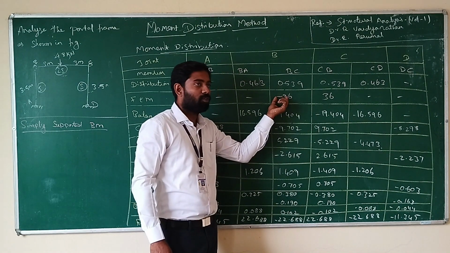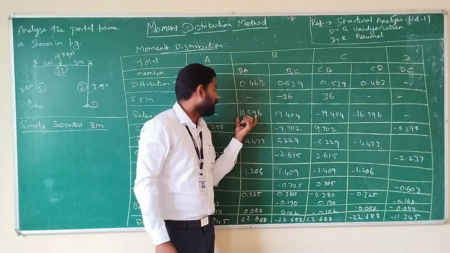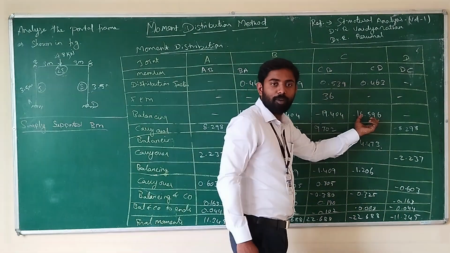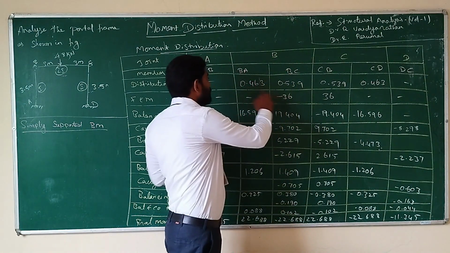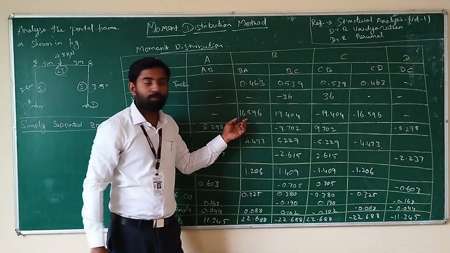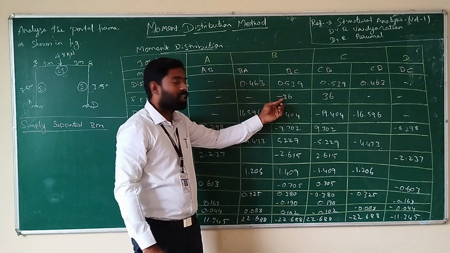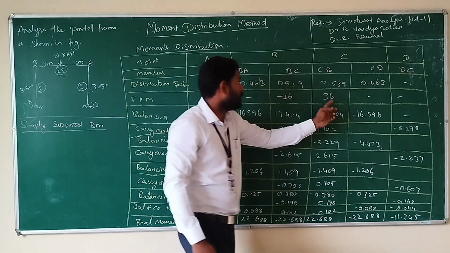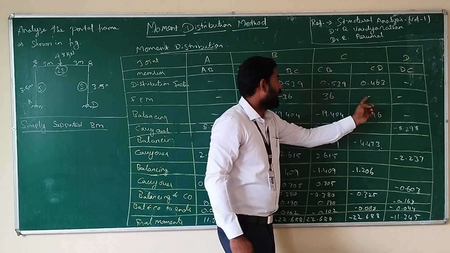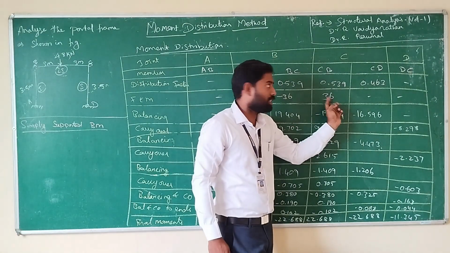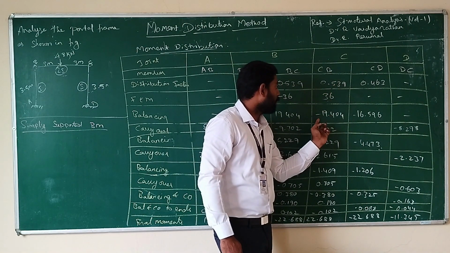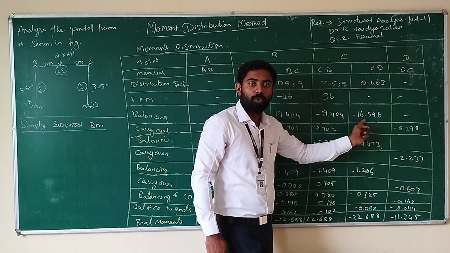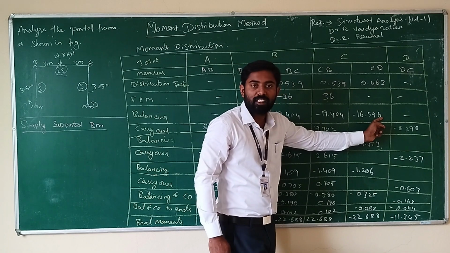So if it is a negative value after multiplication, we need to write it in the form of a positive, and if it is a positive value, we need to write it in the form of a negative. So 36 into 0.463, we can get 16.596, and in the same way negative, so we are writing here as a positive in both cases. And the same way here, a positive value, by adding these two the value becomes 36, and multiplying with this one, with the negative sign, minus 19.404, and here also there will be a minus value.